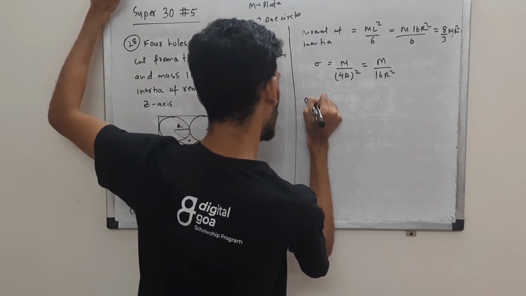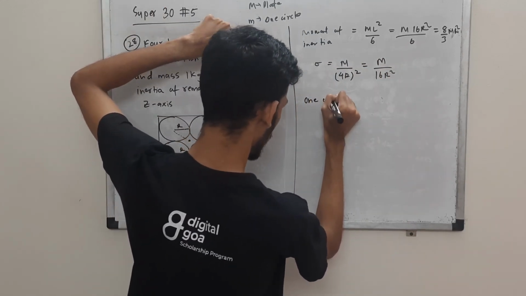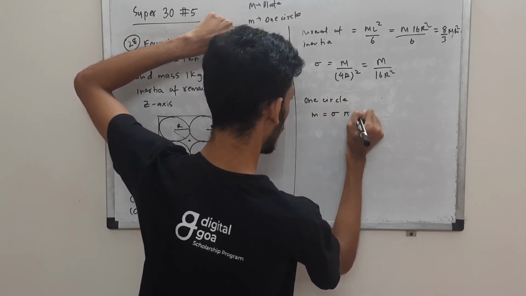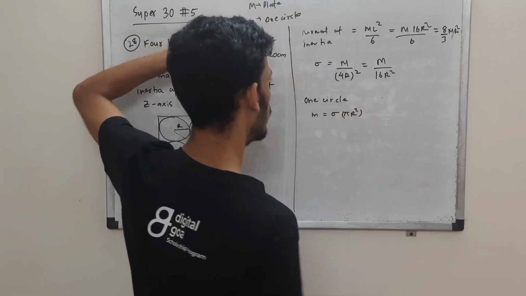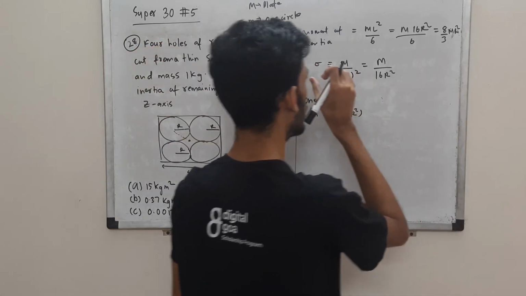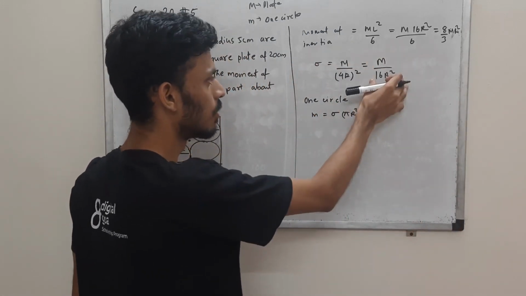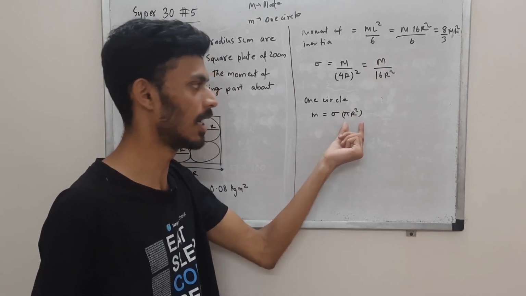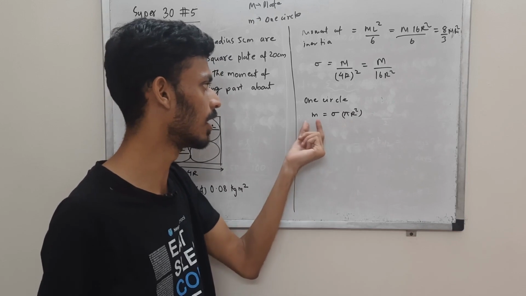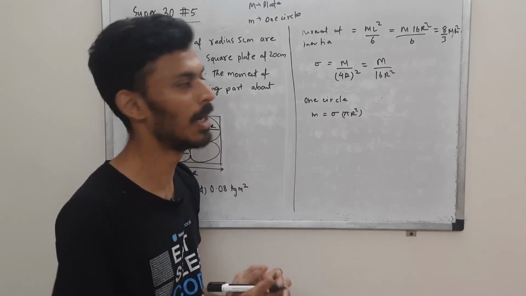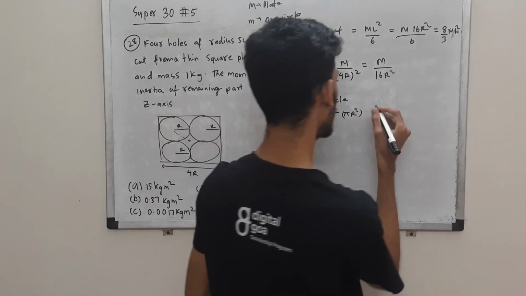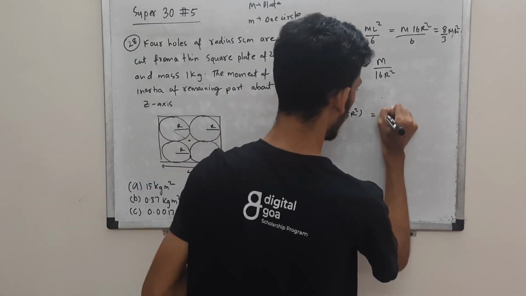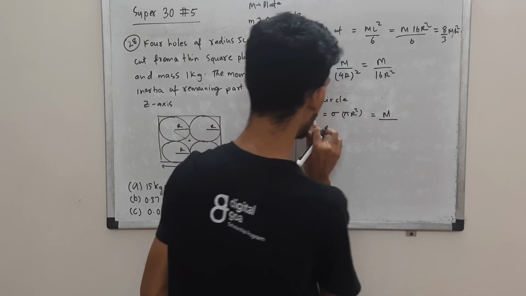Now for one circle, I want to find this mass m. The mass of one circle will be given as sigma times the area, because for the entire plate, the mass is this, and it is uniformly distributed. So M by 16 pi r square, that uniform mass times the area, will give you the mass of the element that you are asking. This is capital M, this is small m.